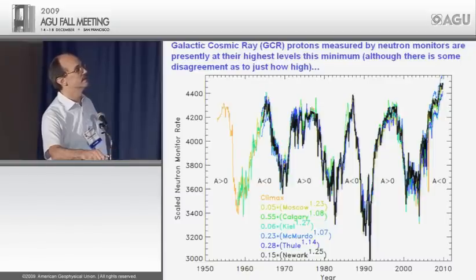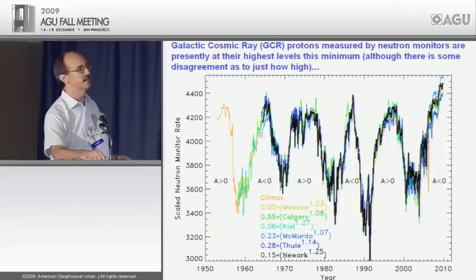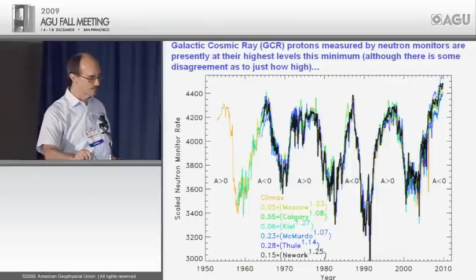I'll leave that to the neutron monitor experts to discuss and worry about and argue about. The main point is that I think everybody agrees that at the present time here, at the very end of this run, we are at the highest GCR intensity, certainly for this solar minimum, and in many cases, and for most of these observers at least, the highest we've seen in about 50 years or so.